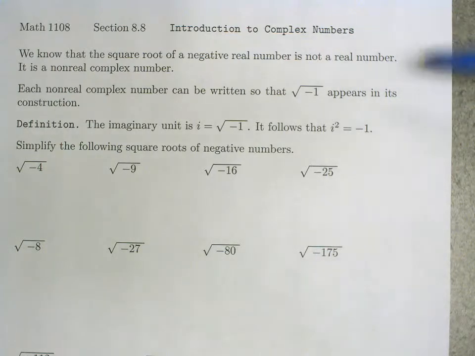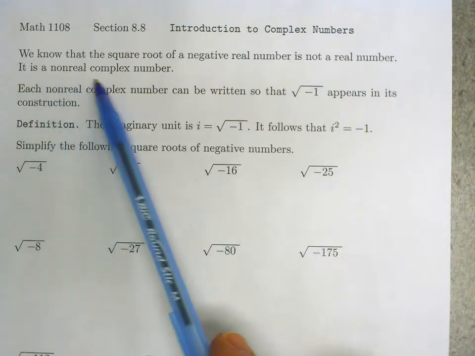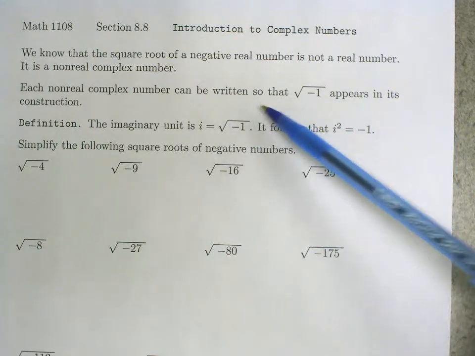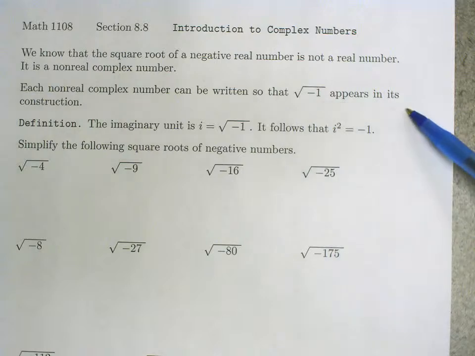Okay, so we already know that the square root of a negative real number is not a real number, but it is a number. It's a different kind of number. It's a non-real complex number. So each non-real complex number can be written so that the square root of -1 appears in its construction.